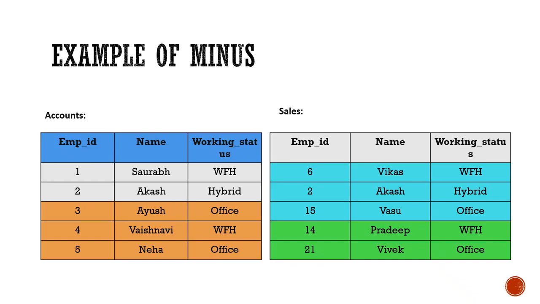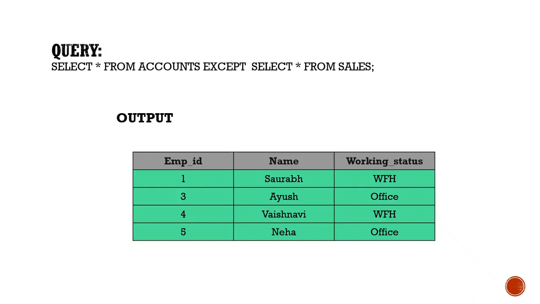Let's see an example for the minus operation. Here we have two tables, the accounts table and the sales table. The accounts table contains the details of employees who work for the accounts department, and the sales table contains the details of employees who work for the sales department. Suppose we want to list the employees working for the accounts department, not the sales department. We can use the minus query to achieve this task.